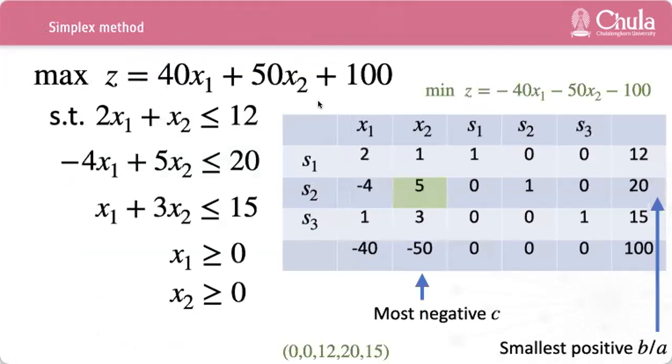So, it's better to explain using this example. We want to maximize our objective function, 40x1 plus 50x2 plus 100. And we have the constraints 2x1 plus x2 less than or equal to 12, minus 4x1 plus 5x2 less than or equal to 20, x1 plus 3x2 less than or equal to 15. x1 is non-negative, x2 is non-negative.